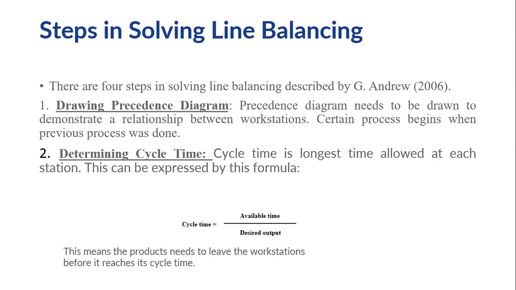Now coming to the basic procedure in solving the line balancing problem. There are four different stages. The first one is construction of a precedence diagram. The precedence diagram is a logical layout of an assembly line which demonstrates the relationship between every workstation: a certain process begins when the previous process is done. Next, determining the cycle time. The cycle time is the longest process time that can be allowed at each workstation. This can be expressed by the following formula: cycle time is equal to available time divided by desired output. This means the product has to leave the station before it reaches the cycle time.